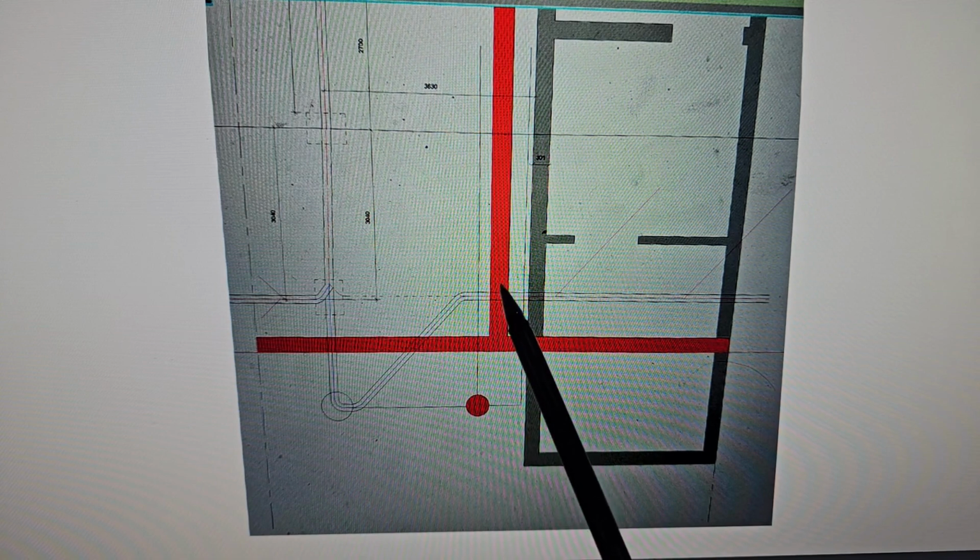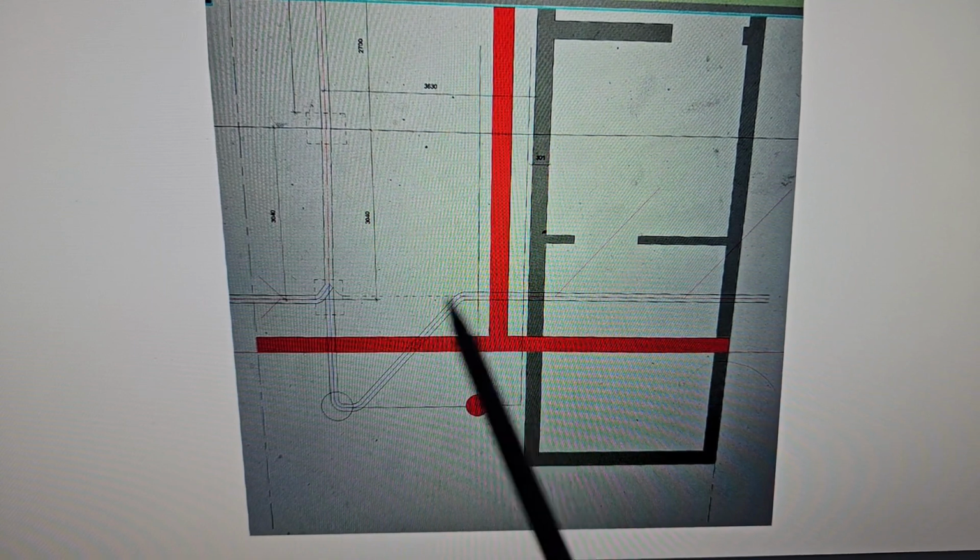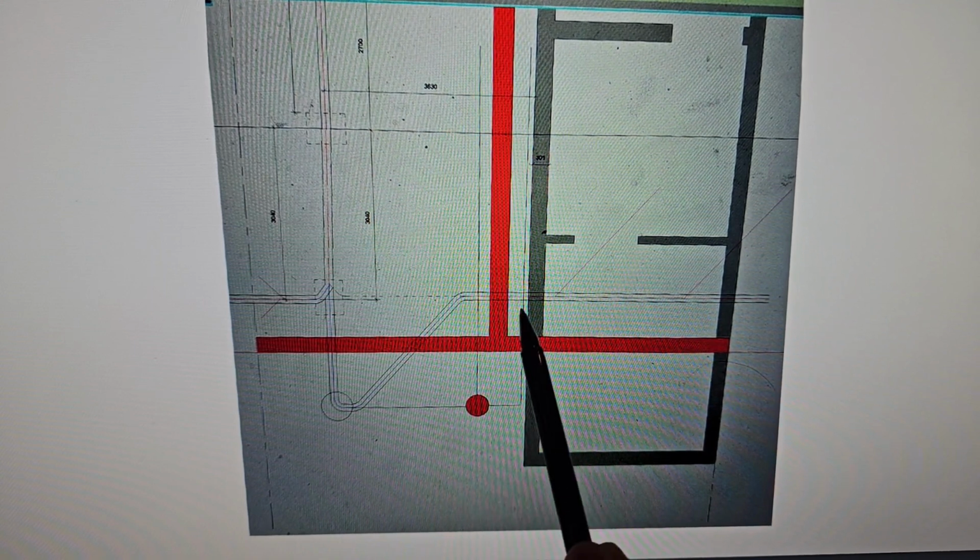This is why it's so important to make sure that your drainage is done correctly, to a correct design, so that people are accountable if anything does go wrong.